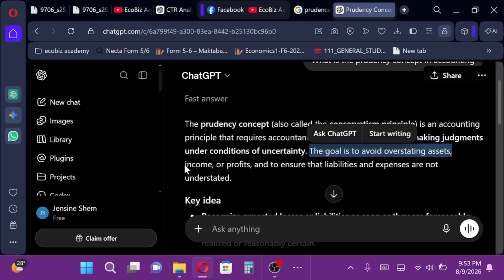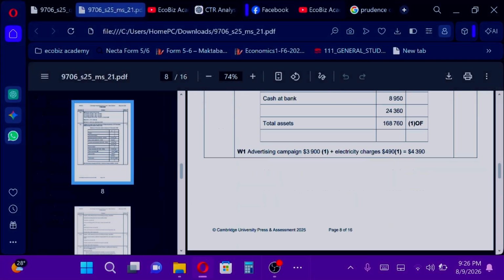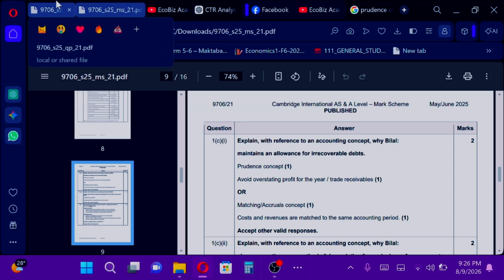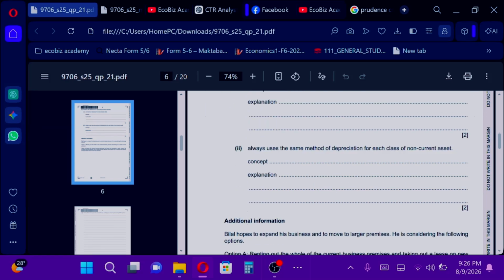So let's check in the marking scheme what they say. It's very similar. See, avoid overstating the profit of the year. This basically means that by overstating the assets and liabilities, the profit will also be overstated. So yeah, that's Roman 1. Roman 2.